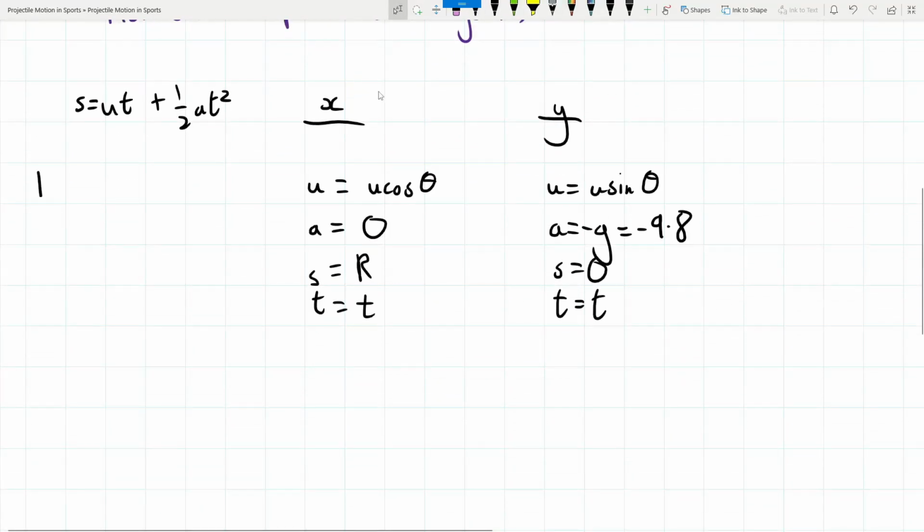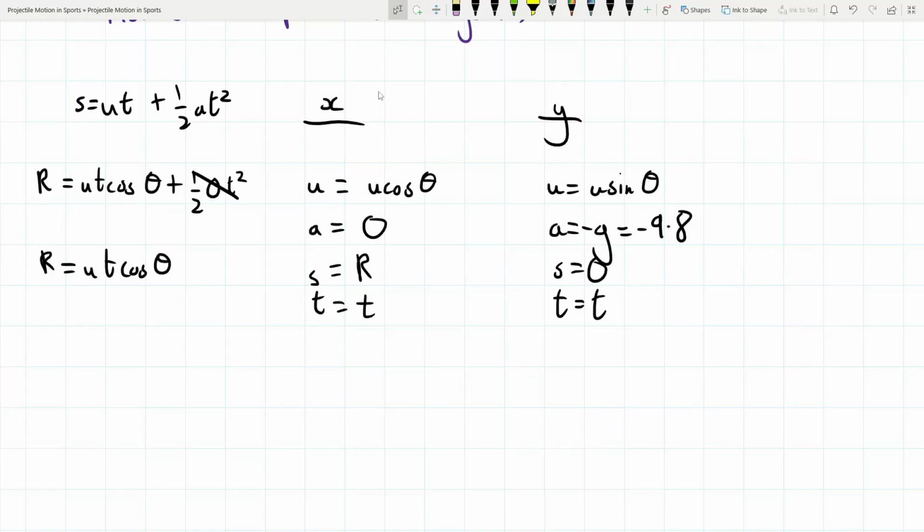So the displacement R equals u t, which is just going to be u t cos theta, plus a half times a, which is 0, times t squared. So this is just going to cancel out, and we get R equals u t cos theta. Put a little box around that. Okay, so that's our equation for the range, but we want to get rid of that t so we can really analyze the rest of it.